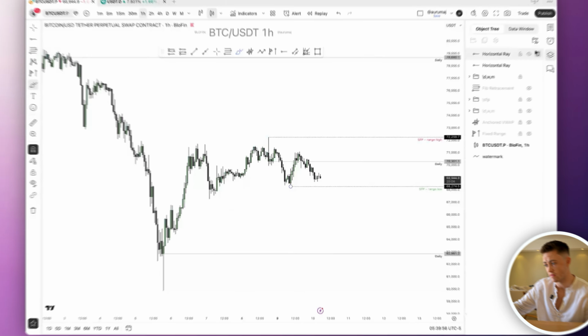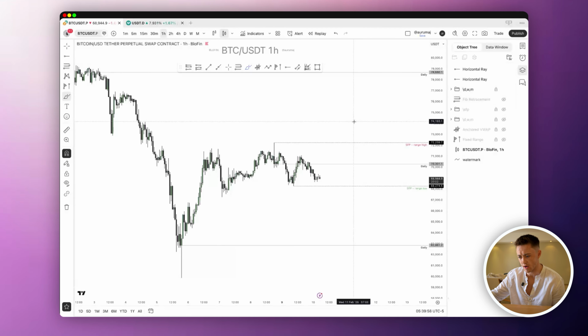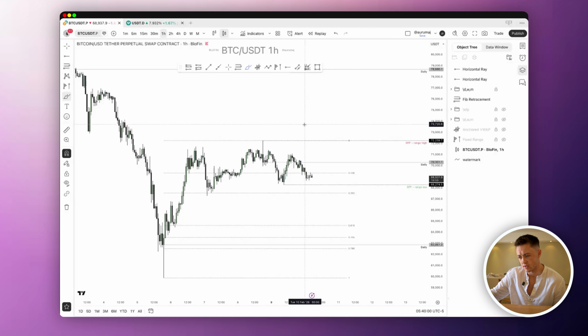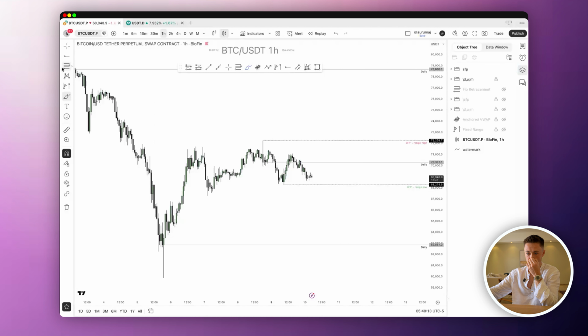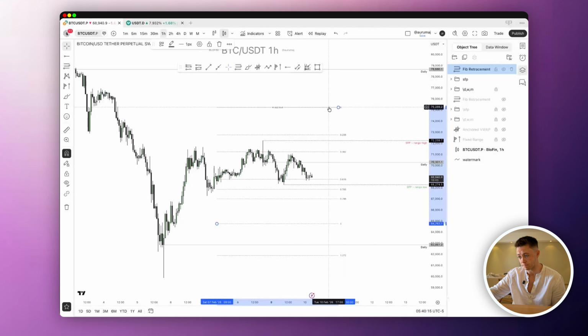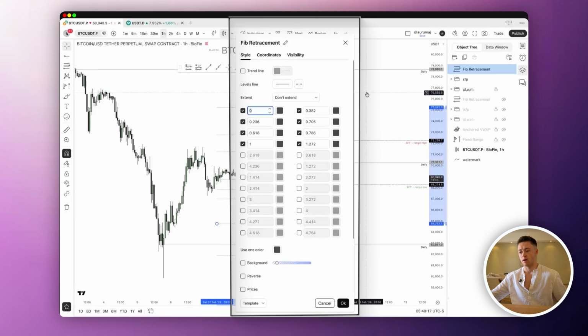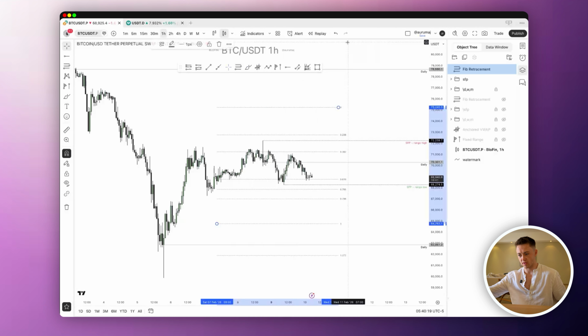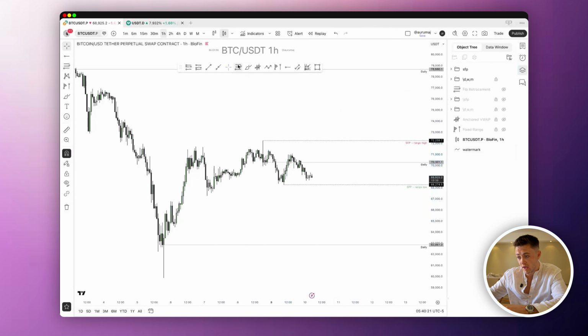Okay, so now that we have identified our swing high, swing low, I'm now gonna pull a Fibonacci retracement. Now Fibonacci's, getting into this, I will pop up the settings right here just so you can see them. Screenshot that if you need them. I will go over roughly what each level means.